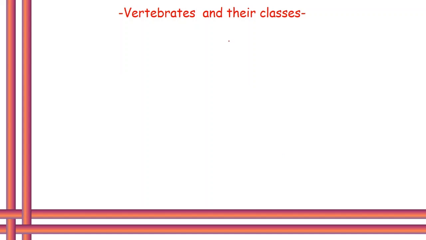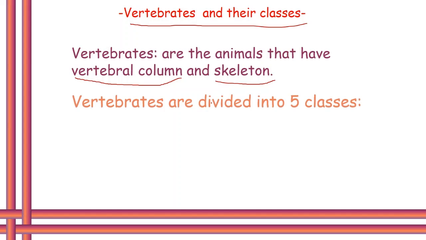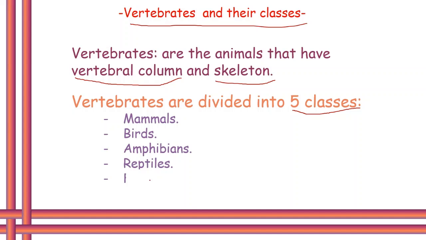So let's review what we saw before. Vertebrates and their classes. What are the vertebrates? Vertebrates are the animals that have vertebral column and skeleton. Vertebrates are divided into 5 classes: mammals, birds, amphibians, reptiles, and fish.